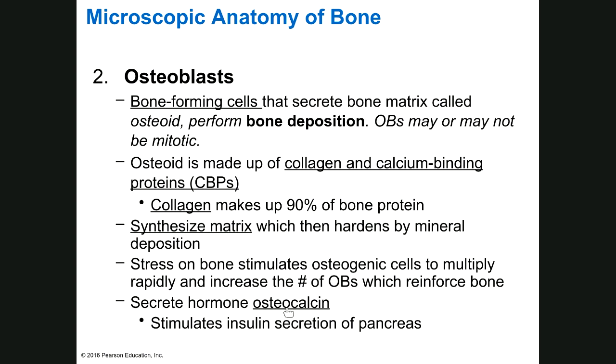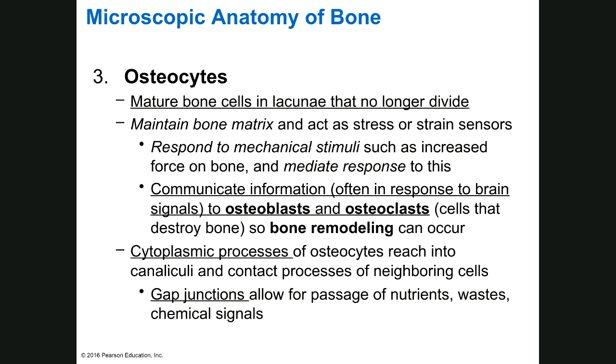And so specifically, we talked about osteocalcin. It's osteoblasts that actually secrete that osteocalcin hormone, which is involved in regulating insulin secretion. Okay, so you can see the osteoblast is pretty important. All right, the third cell type is the osteocyte.